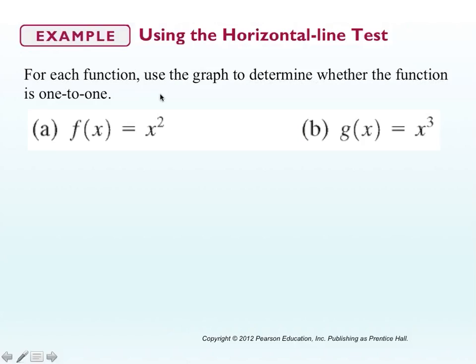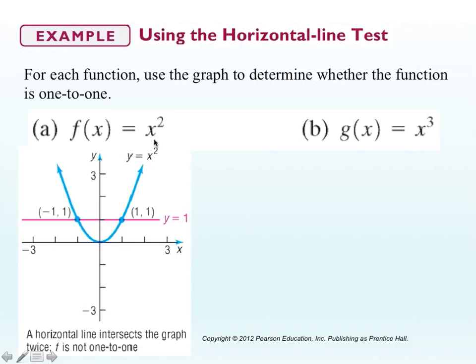You should know what x squared and x cubed already look like, and we want to determine whether those functions are one-to-one. So if you look at the graph of x squared, hopefully you remember this is just a nice little parabola. It goes through the origin, has points (1, 1) and (-1, 1), and we have this line y equals 1. A horizontal line is going to intersect the graph twice. So if we look at our line y equals 1, it hits it twice. Okay, so this is not a one-to-one function.